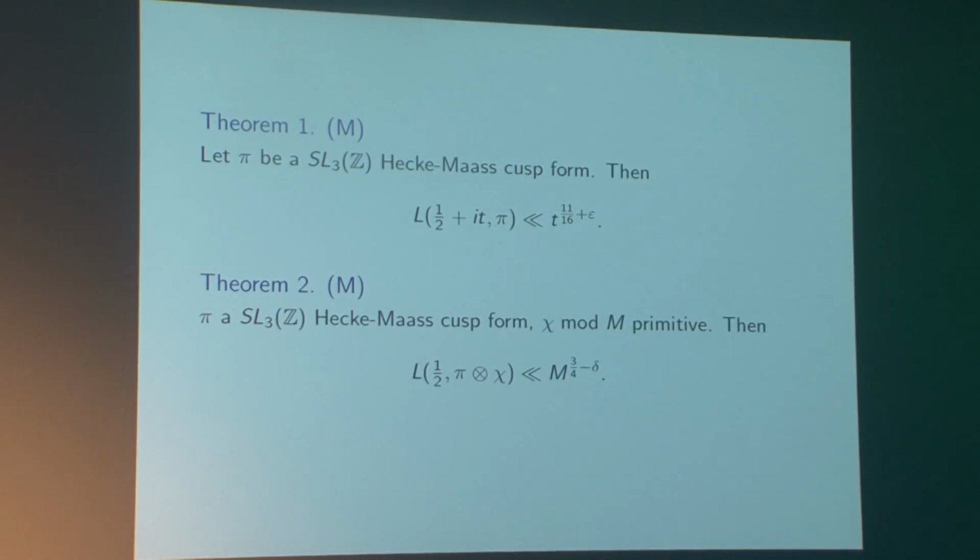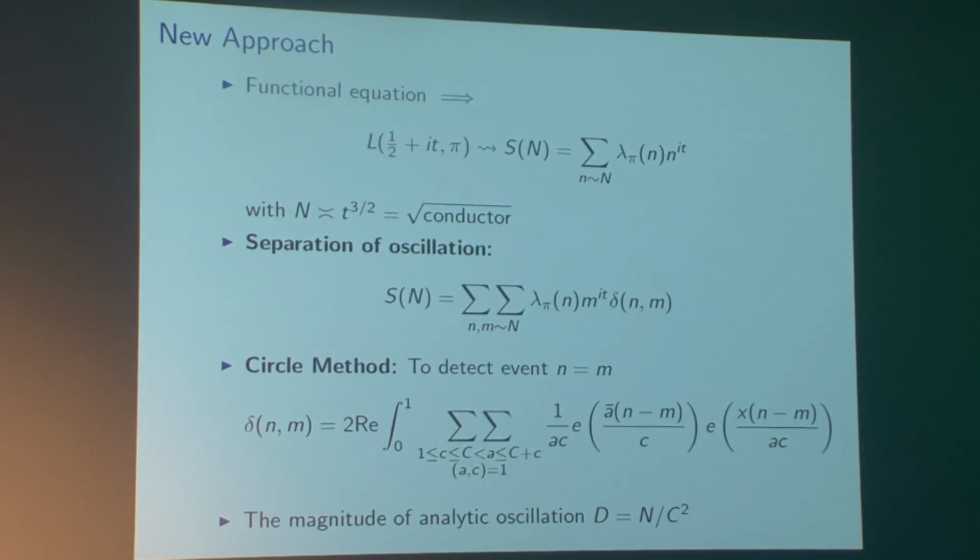Okay, so what was the idea? So it's a slightly different approach. So you have from the functional equation, again you go to these partial sums, lambda_pi(n) n to the power it, so the Fourier or Dirichlet coefficients of the automorphic form pi times n to the power it. So you are trying to get some cancellation in such a sum where the length of the sum is square root of the conductor, so it's going up to t to the power 3/2.